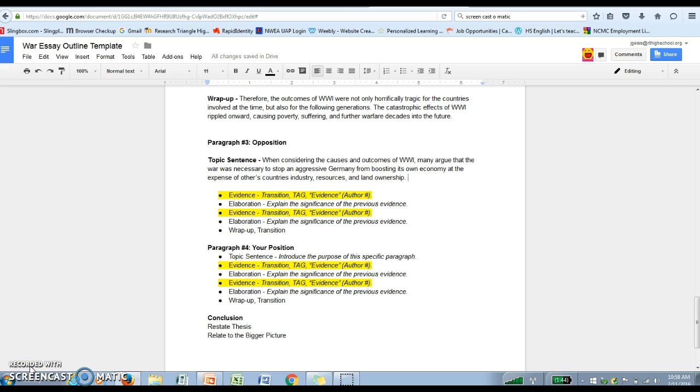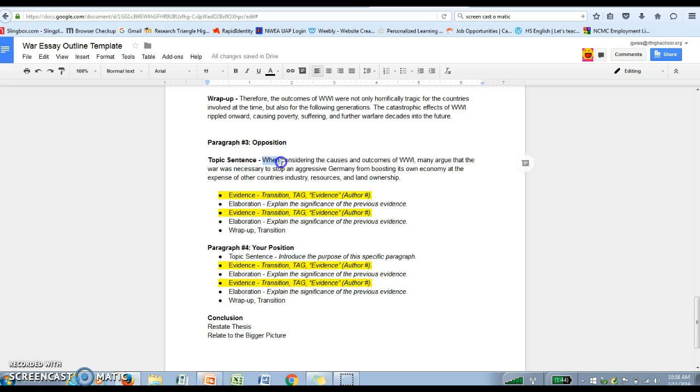So for our first step, let's take a look at the topic sentence. It reads, "When considering the causes and outcomes of World War I, many argue that the war was necessary to stop an aggressive Germany from boosting its own economy at the expense of other countries' industry, resources, and land ownership." So what does this topic sentence do that's so important?